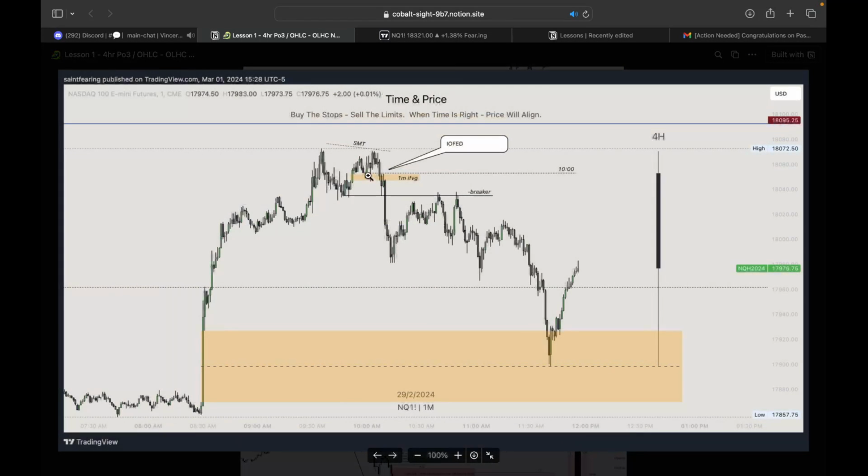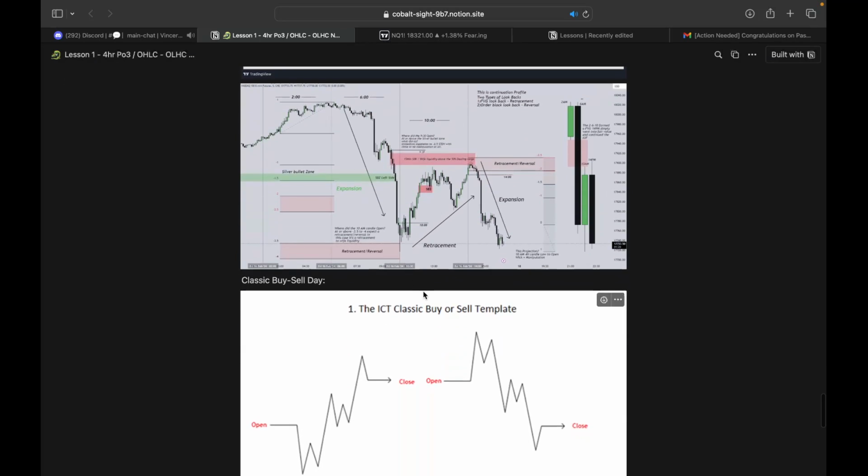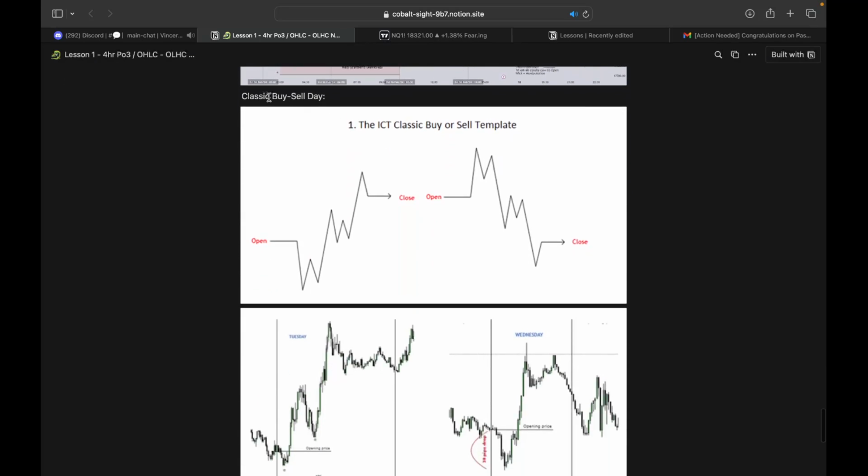Here, 10 o'clock opening, manipulation higher, SMT at these internal structure highs, displacement down, IOFT hit it a single tick. Depending on the broker you're on, you would have got filled or not. If you didn't, could have also got filled off this inversion. So 10 o'clock opening, manipulation, SMT, displacement down, higher time frame objective. Then I'm not going to cover these, but just extra examples. Classic buy sell day, open, manipulation below opening price, distribution high.